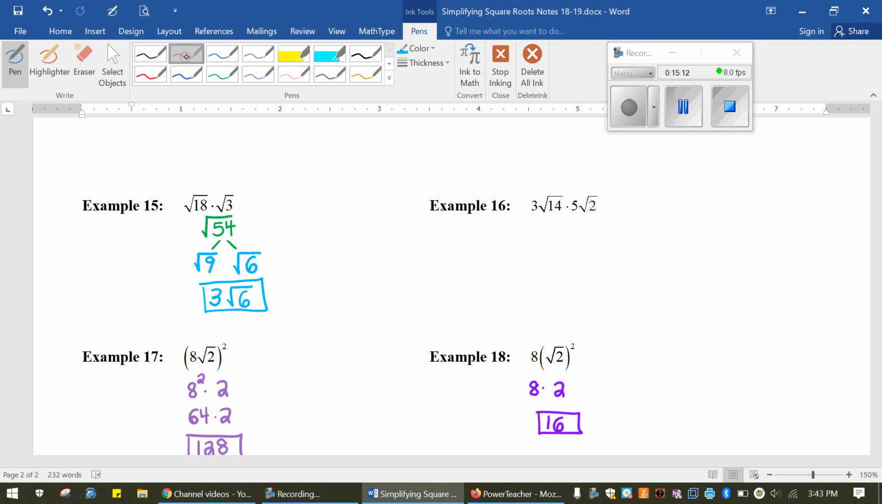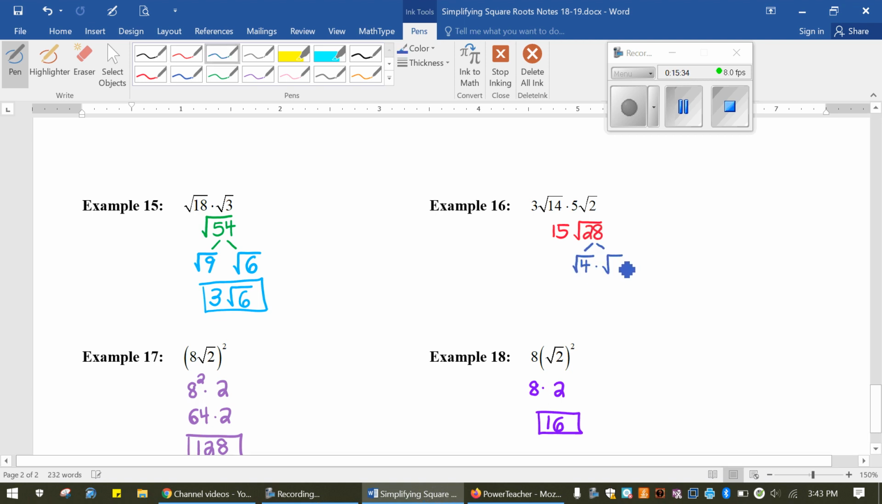Now on number 16, 3 times 5 is 15 times the square root of 14 times 2, which is 28. Okay, we actually worked on square root of 28 at the front, so I know that 4 is the biggest perfect square that goes into 28, and that goes in 7 times. So we've got 15 times the square root of 4, so 15 times 2 times the square root of 7 is 30 square root of 7.